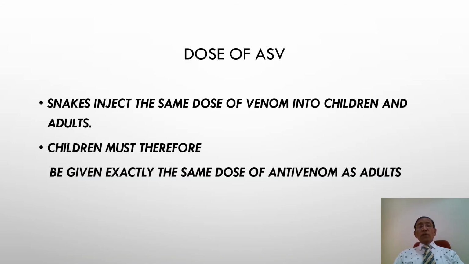A snake injects the same dose of venom into children and into adults, and therefore the dose of antivenom is the same for children as that for an adult. This is very important because invariably we get called: sir, this is a child, just a 6-year-old child, should we give the full dose or half dose?